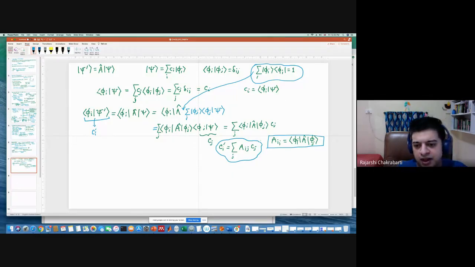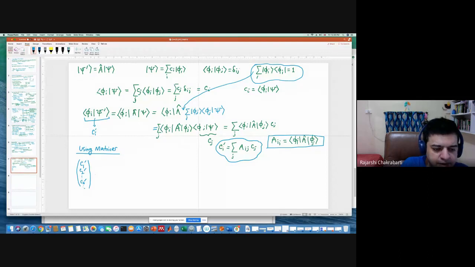Fine. And now I and j, they could be anything: 1, 2, 3, 4, 5, 6, like this, isn't it? We are dealing with discrete basis. So essentially I can write this using a matrix. And this is very important. I can write this coefficient as a column matrix like this: C1 prime, C2 prime, dot dot dot, Cn prime, dot dot dot. Because this is an infinite basis.